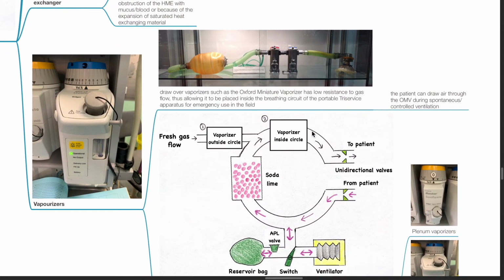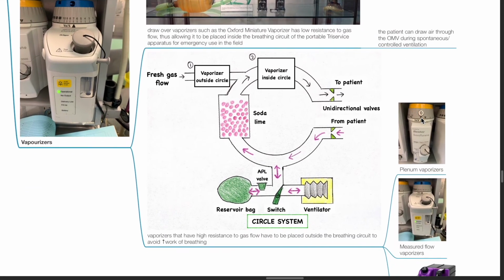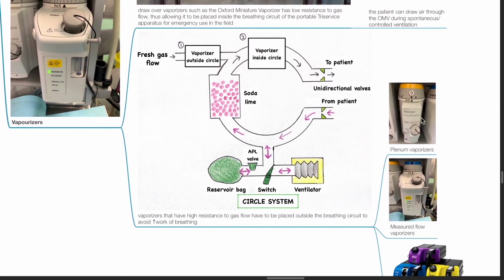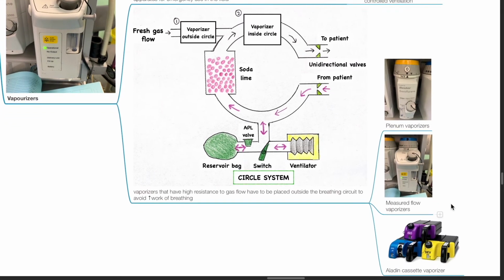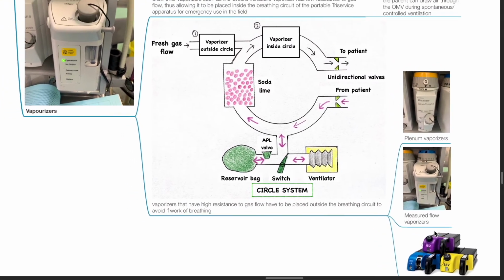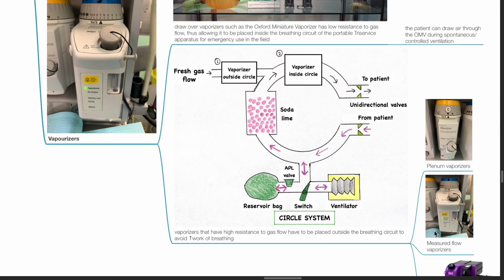Vaporizers. Vaporizers with low airway resistance, such as the Oxford Miniature Vaporizer, can be placed inside the circuit, such as in the portable tri-service apparatus for emergency use in the field. The patient can draw air through the OMV during spontaneous or controlled ventilation. However, some vaporizers, such as the Plenum Vaporizer, Measured Flow Vaporizer, and Aladdin Cassette Vaporizer, have high resistance to airflow, and these have to be placed outside the breathing circuit to avoid increased work of breathing.